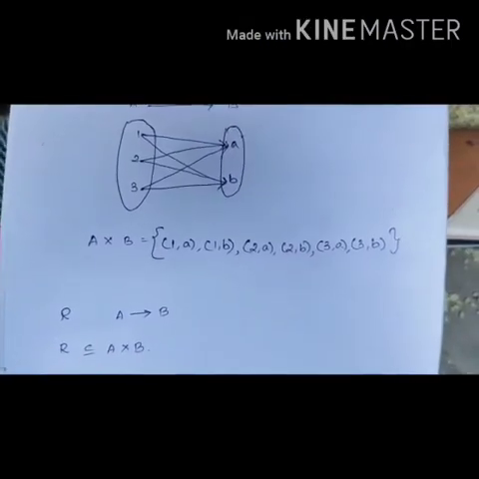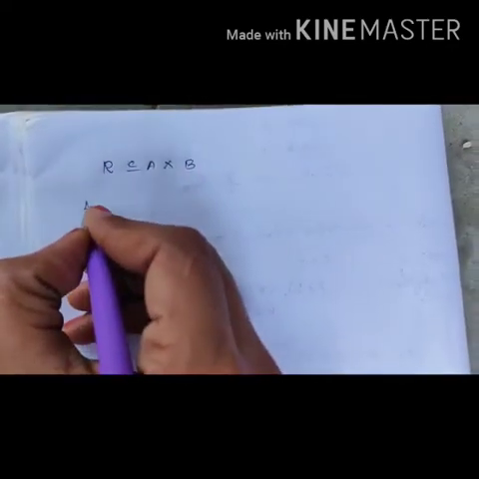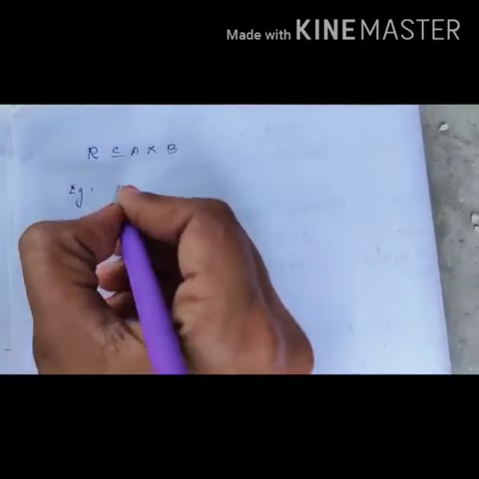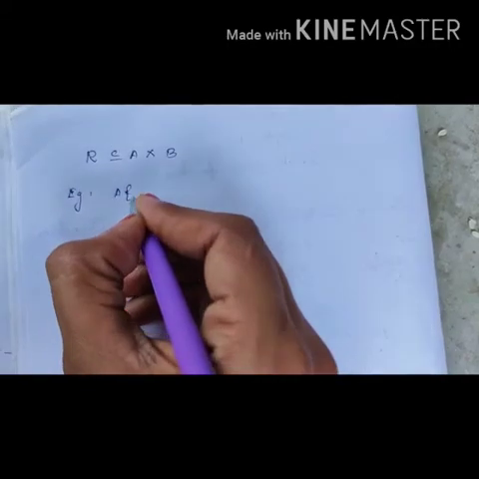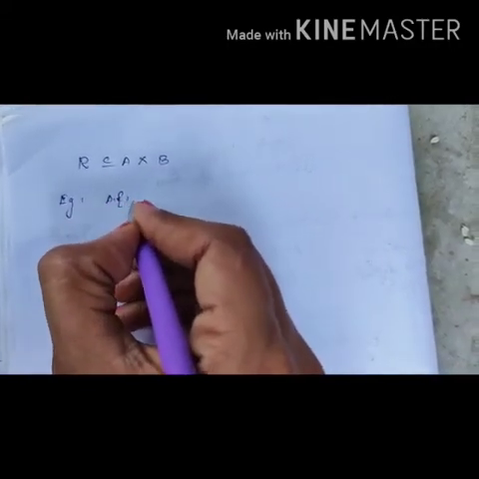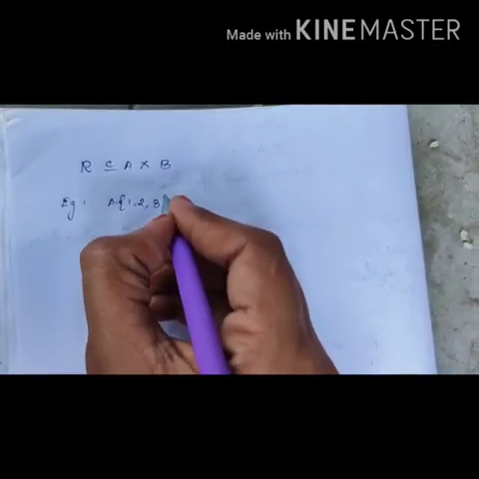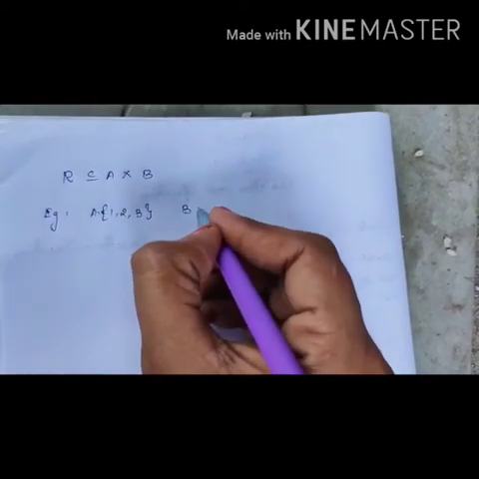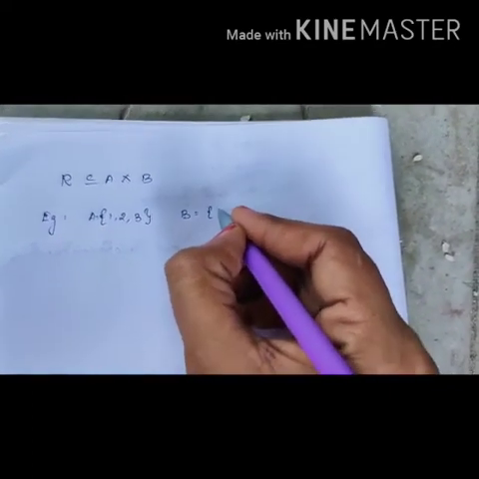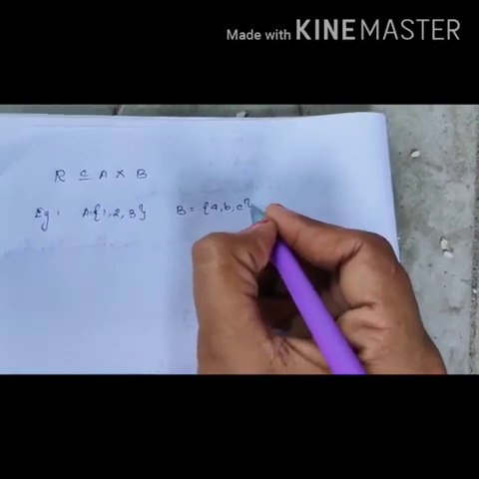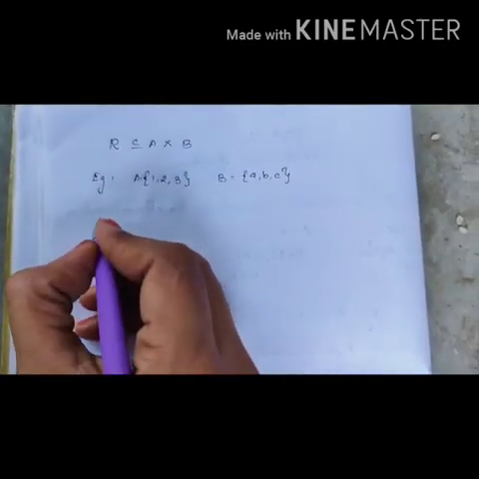So next let us move on to the next topic, that is relation. Relation is nothing but a part of a Cartesian product. What is the relation between two sets? It is the subset which comes under the Cartesian product. Let us see an example. A has the elements 1, 2 and 3. B has the elements A, B, C.